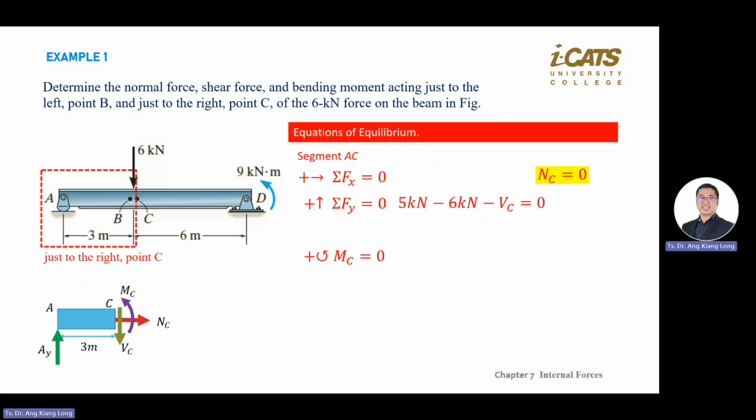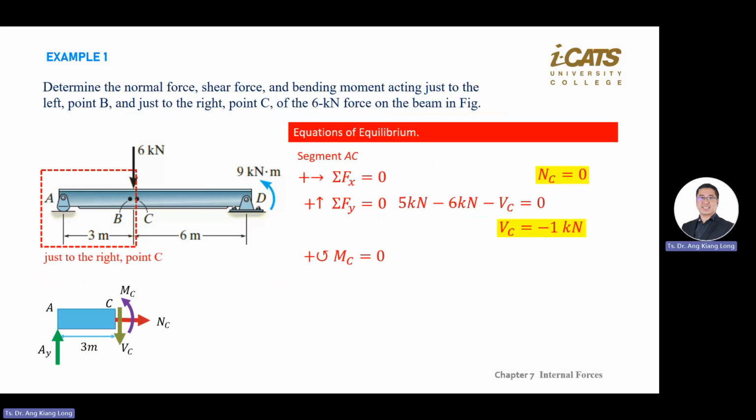So this is just a quick answer for you. If you solve all the force equals 0, again, direction is important. So this notation will help you to avoid careless mistakes. All the force to the right is positive. So here you only have one X direction, so NC is 0. Fy, AY goes up, positive. 6 kilonewton goes down, so negative. VC goes down, also negative. So your VC is negative 1 kilonewton.